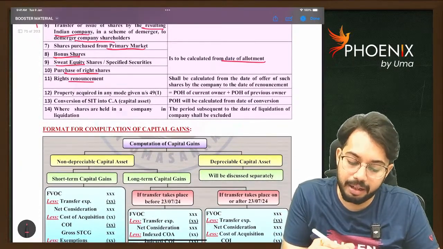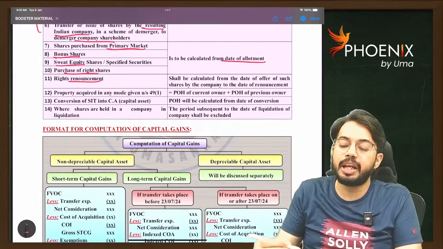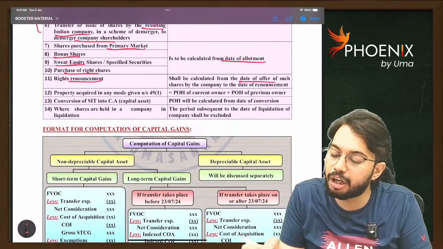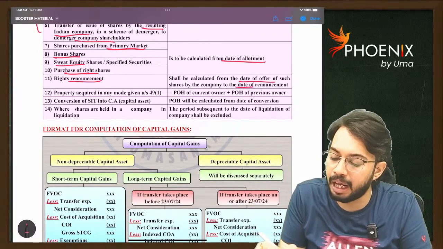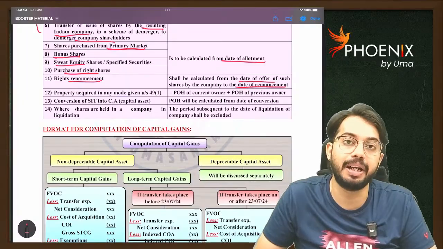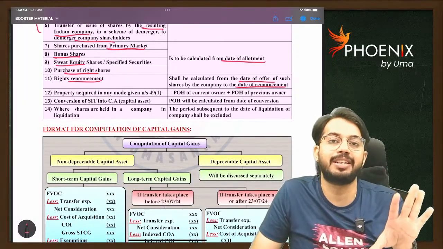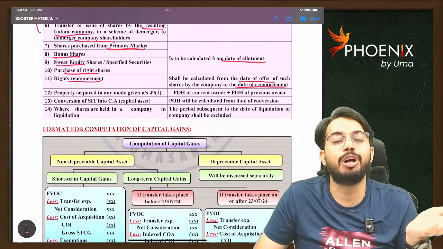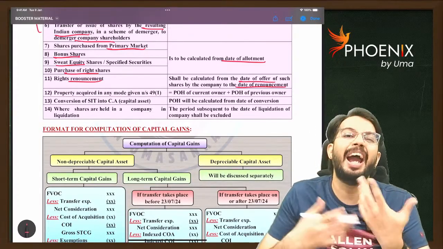Rights renouncement. In case of right renouncement, period of holding will be calculated from date of offer of such shares by company up to the date of renouncement. What do you mean by this? You know right shares, right? Actually, I am shareholder of Infosys. Infosys wants to allot extra shares to me.